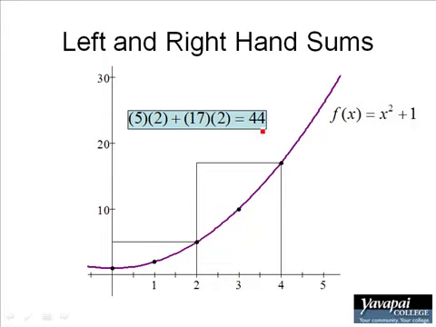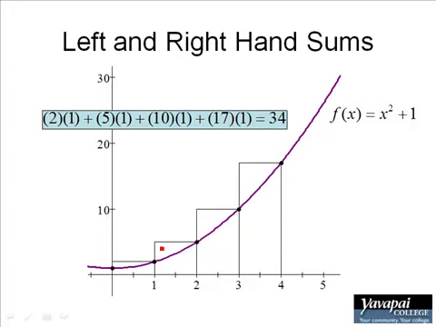So let's do exactly what we did before. We're going to go ahead and add more rectangles, and as we do that, we're going to see that we get closer and closer to the actual area. So now if I go to 4 rectangles, that means each one of them is 1 wide. The first one takes its height from putting 1 into the function, which is 2. So it's 2 times 1 for the area. The second rectangle takes its height from putting 2 into the function. That's going to give me 5, so 5 times 1.